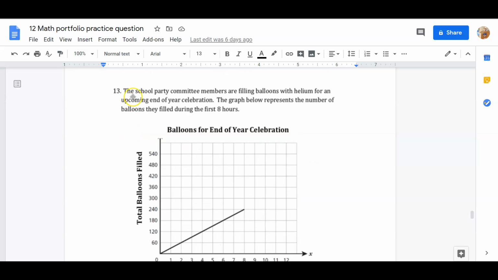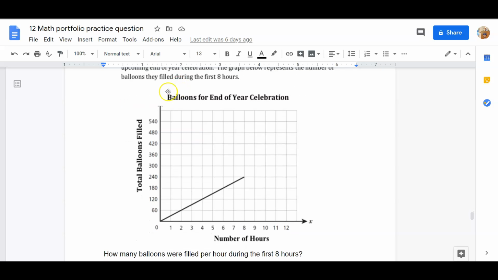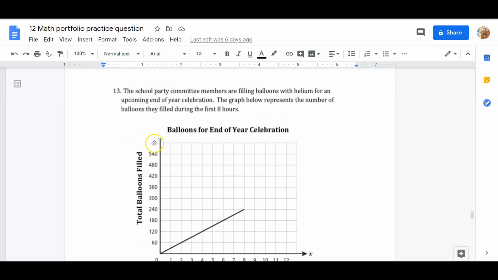Keep it moving, guys. Number 13. All right. So this again is the actual problem you'll be answering on your portfolio. It's one of those problems that I can kind of just walk you through. You'll be fine with it. It's nothing that you can't handle.